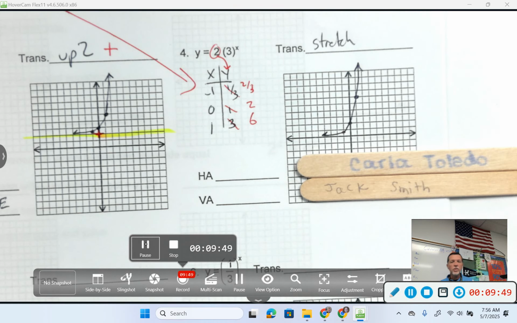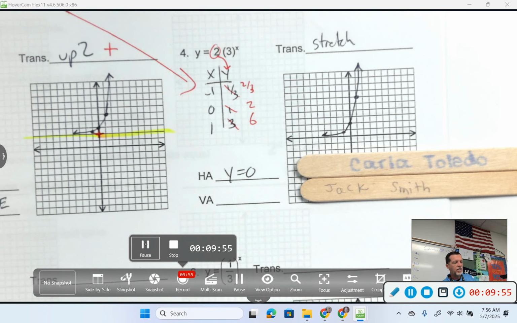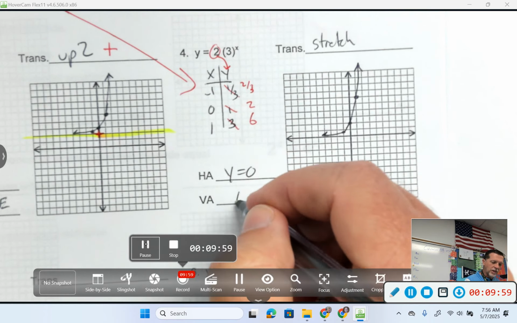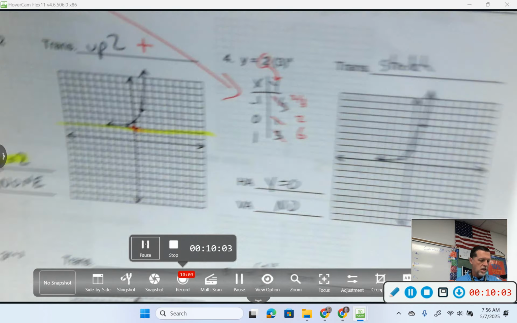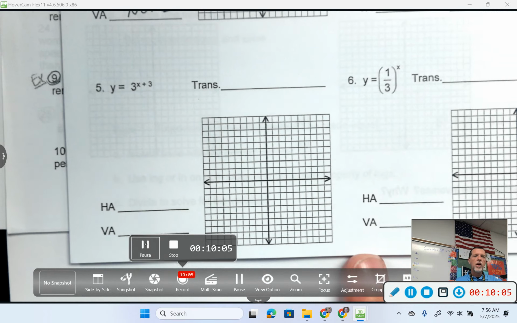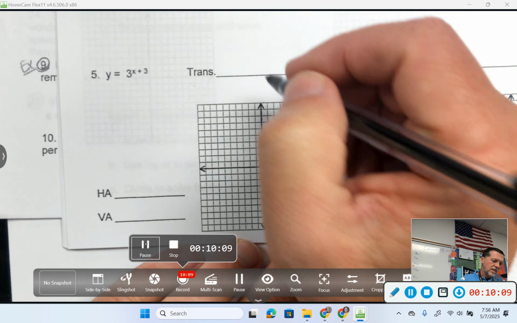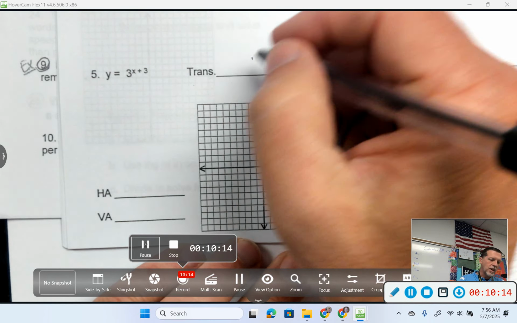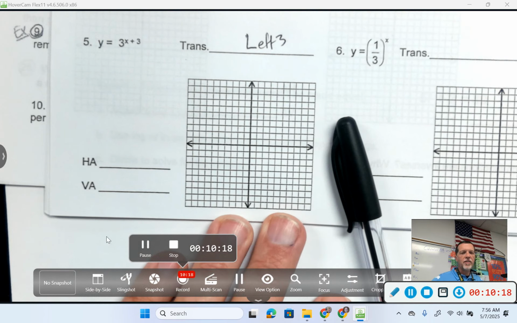Carla, how about the horizontal asymptote? Good. Didn't go anywhere. Still y equals 0. Jack, the vertical asymptote? There's not one. What do you think number 5 does? What's that plus 3 do? Left 3. So why don't you try number 5?